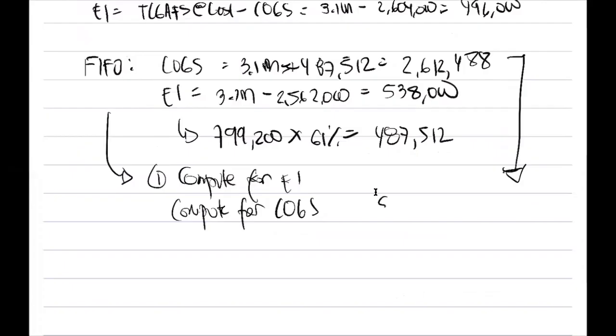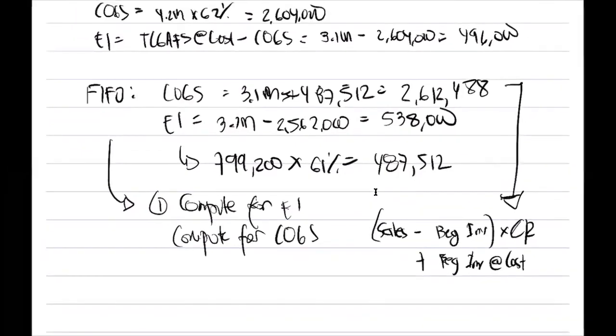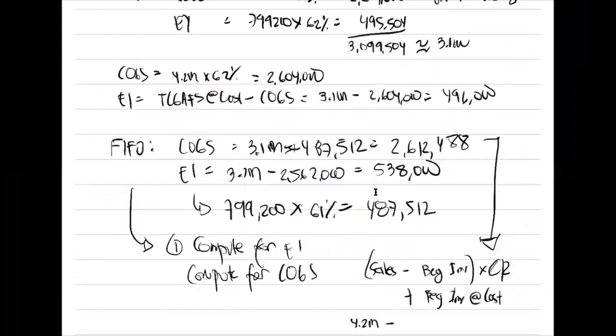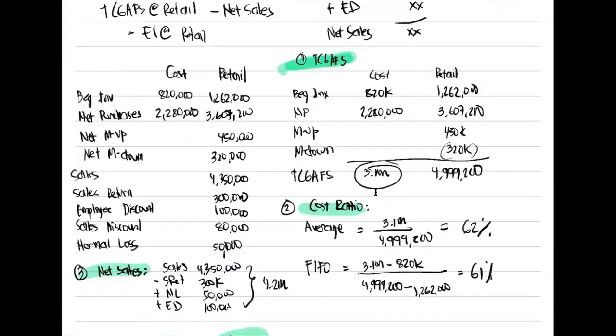Ulitin natin. So ang gagawin mo dito is sales less beginning inventory, multiplied by your cost ratio, plus, ano na yung plus natin dito? Yung beginning inventory at cost. Okay, itry natin. Sana magtama na tayo para tayo nag-trial and error. 4.2 million less beginning inventory. So how much our beginning inventory at retail? Balik tayo dito. Our beginning inventory at retail is 1,262.